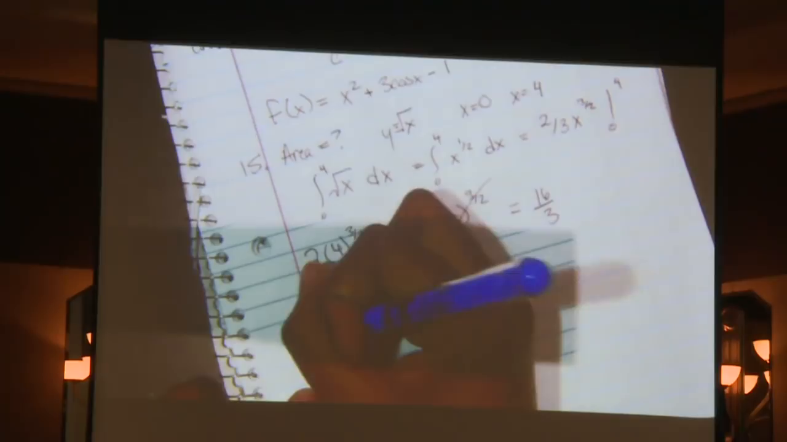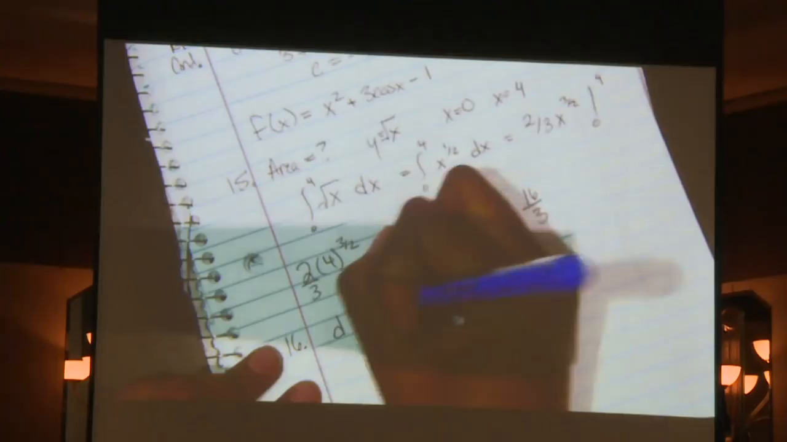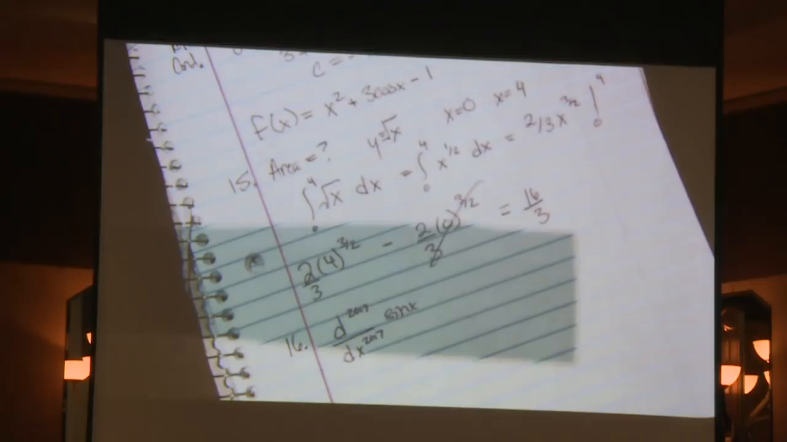Number 16. This is a pretty one. It's 2017. So this one is asking you to find the 2017th derivative of sine of x. So no, you do not have to go 2017 times. It's actually a method to this.